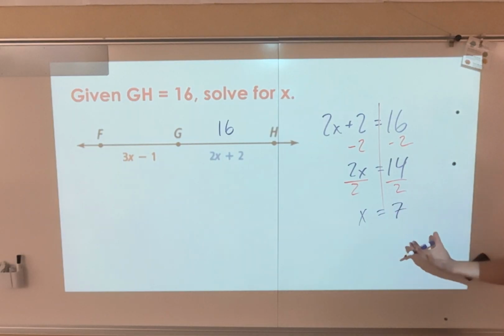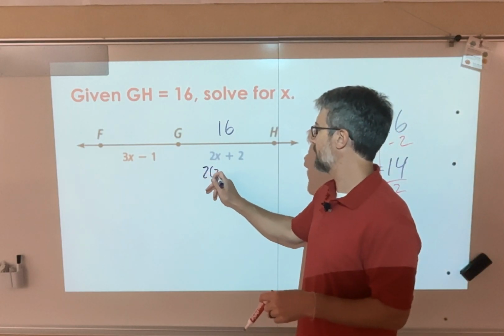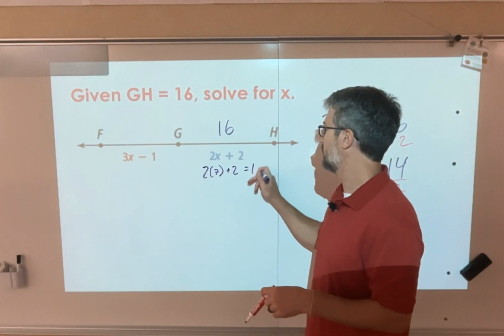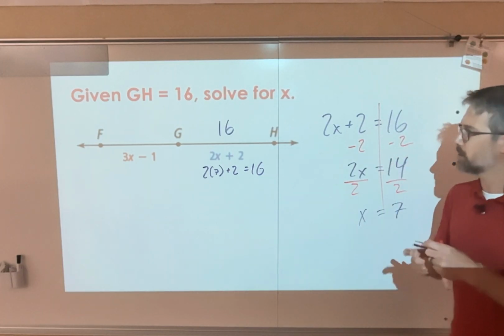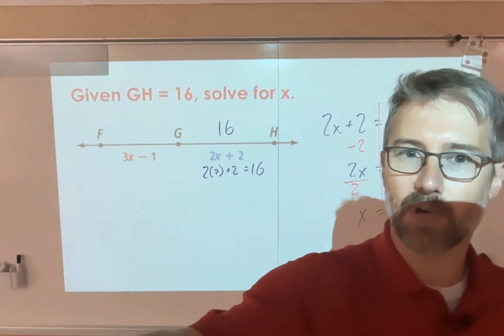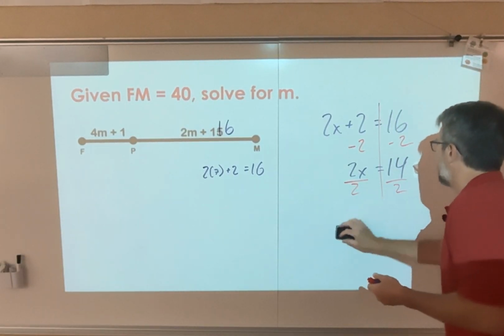Now, if I want to, I could check my work. I could take that 7 and plug it back in, so 2 times 7 plus 2, to make sure that does equal 16, and then I'm pretty sure I did that right if I check my work and get the same answer. All right, a little bit tougher.